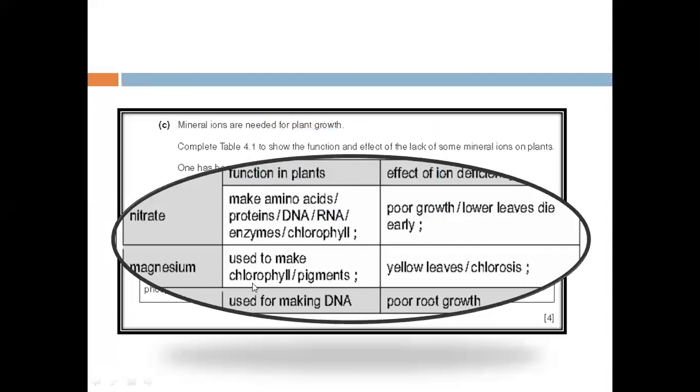All right, now the second one, we have magnesium. Magnesium is used to make chlorophyll. It is needed by the plant for chlorophyll, and we know chlorophyll is the pigment in chloroplast. It is necessary for the process of photosynthesis. If there is less chlorophyll, the leaves will become yellow and chlorosis will happen.